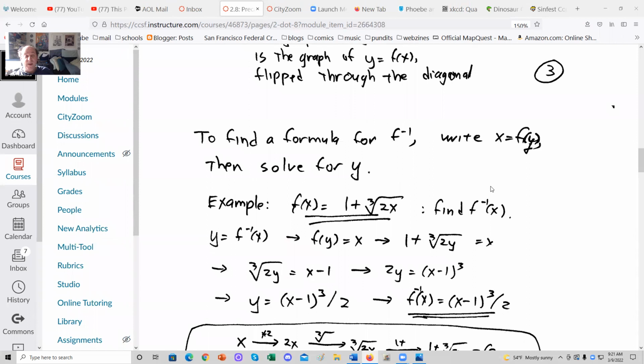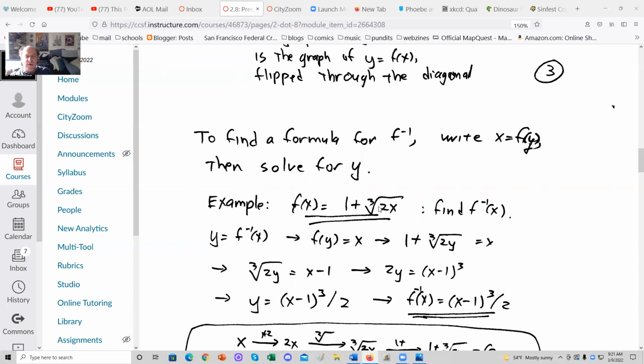Now to find a formula for f inverse, you write x equals f of y and then solve for y. Basically, f inverse is transposition. You generally have to use a lot of transposition. For example, f of x equals 1 plus a cube root of 2x. Find f inverse. Well, y equals f inverse of x means f of y equals x.